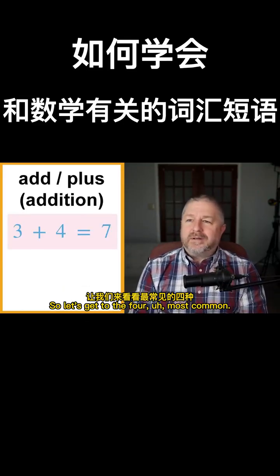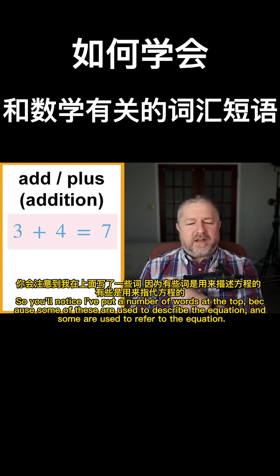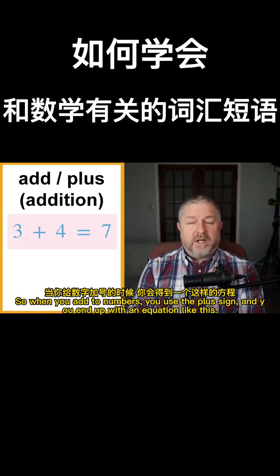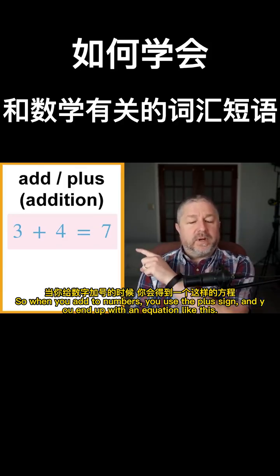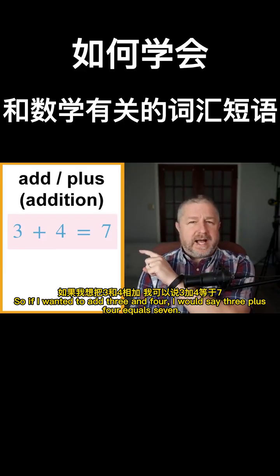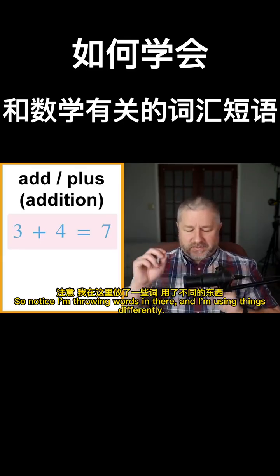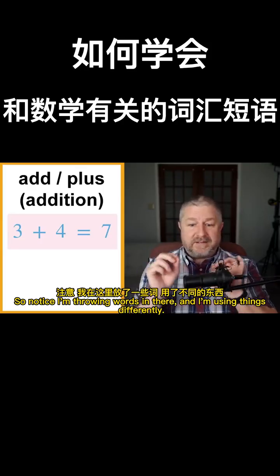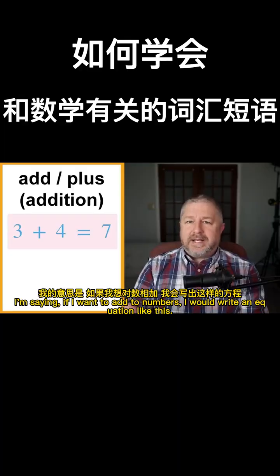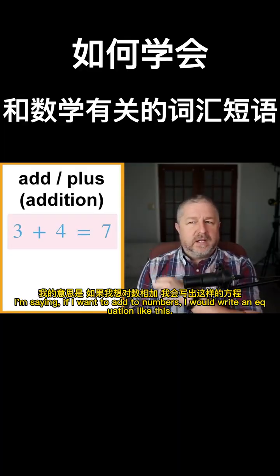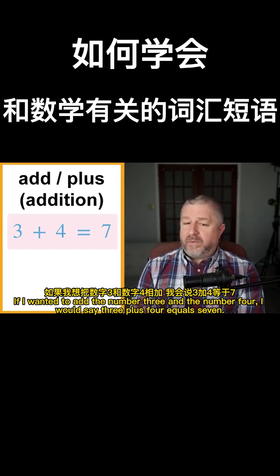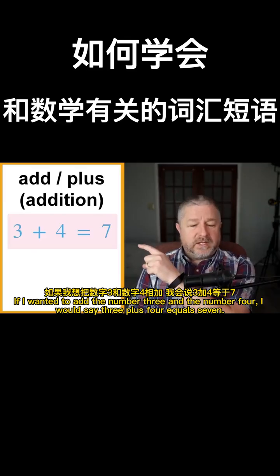So let's get to the four most common. So you'll notice I've put a number of words at the top because some of these are used to describe the equation and some are used to refer to the equation. So when you add two numbers, you use the plus sign and you end up with an equation like this. So if I wanted to add 3 and 4, I would say 3 plus 4 equals 7. So notice I'm throwing words in there and I'm using things differently. I'm saying if I want to add two numbers, I would write an equation like this. If I wanted to add the number 3 and the number 4, I would say 3 plus 4 equals 7.